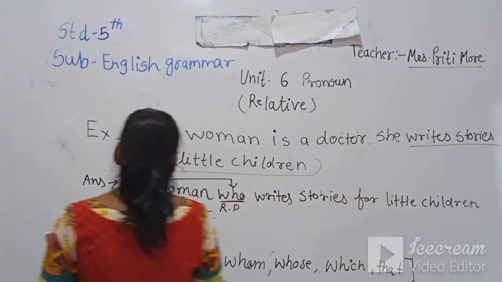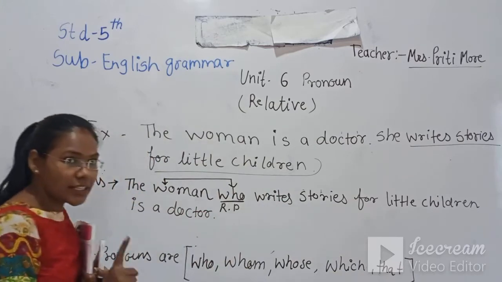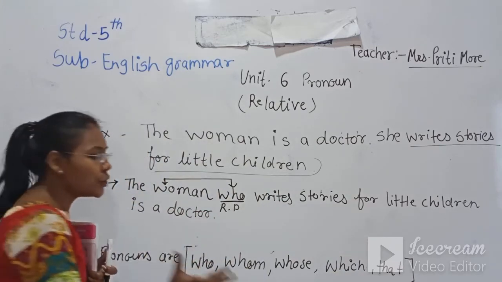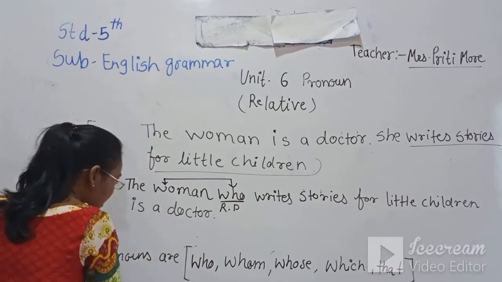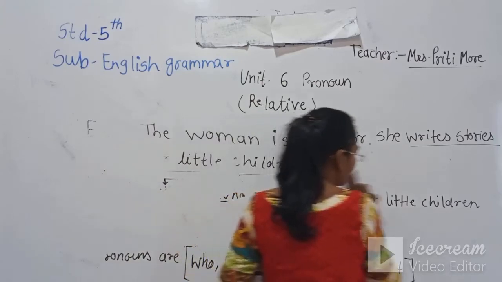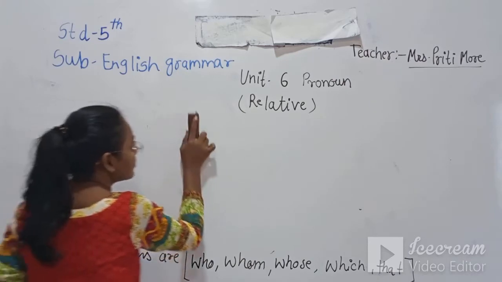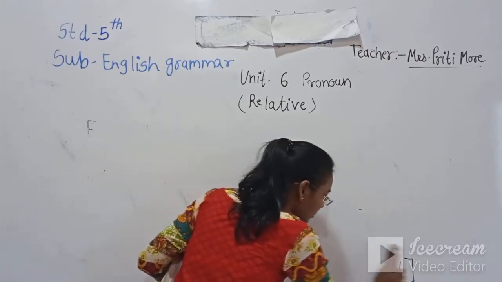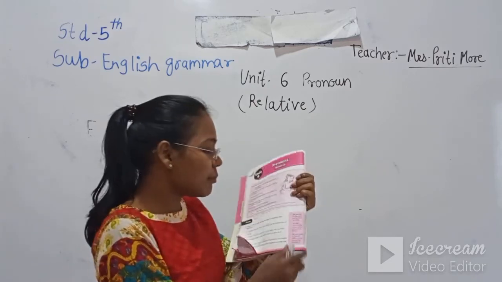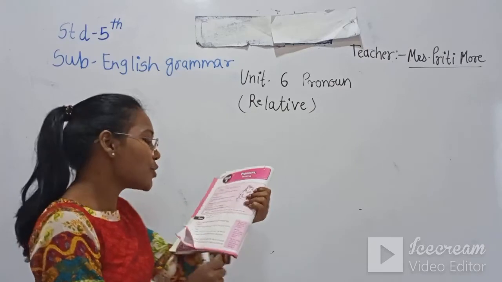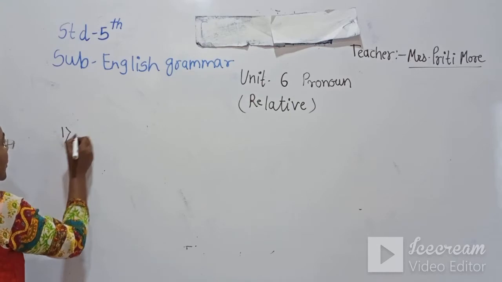Now I have explained here the relative pronouns who, whose, which and that. This I have explained, but when to use these, we'll see now. In the pink bracket, it is also written when to use who. We use who, first we'll see who.